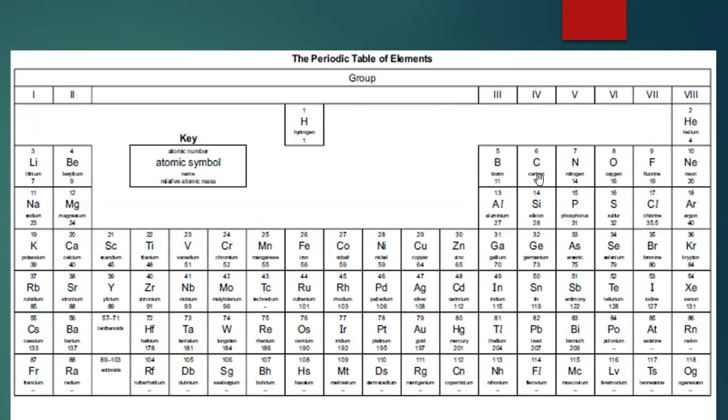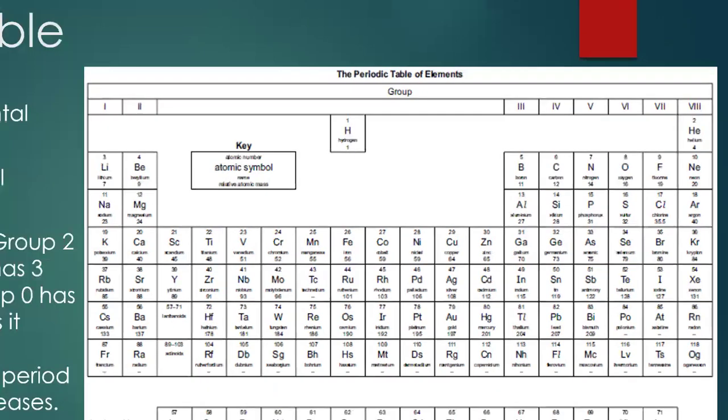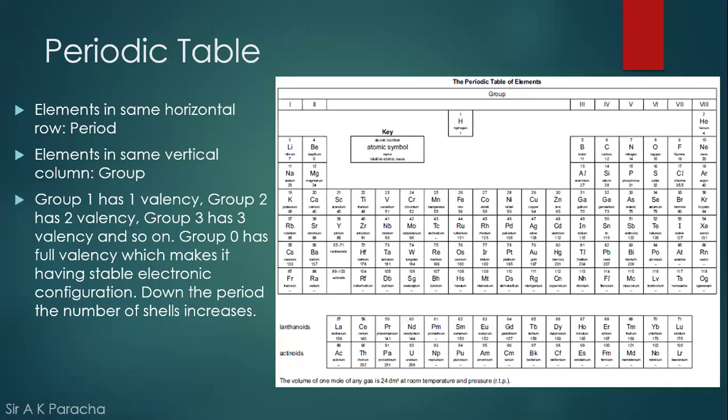On the other hand, carbon will share 4 electrons to achieve the electronic configuration of neon. Nitrogen will also want to have the electronic configuration of neon. Oxygen, fluorine, they will also want to have their octet complete, 8 electrons in the outer shell. Okay. So we will discuss this topic in the next class. The topic regarding bonding.